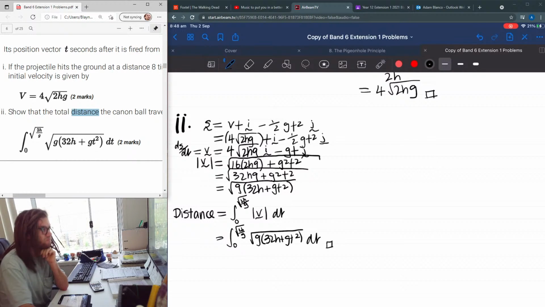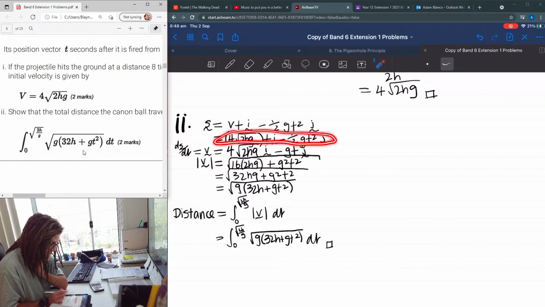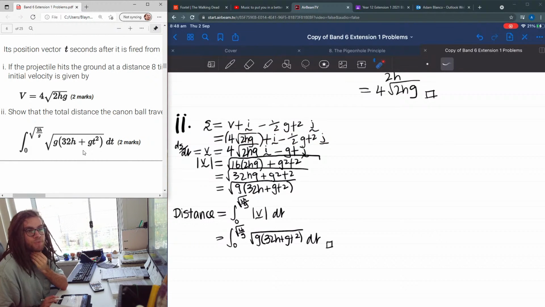But I guess it just comes from working backwards from what they give you. Because if they just asked for an expression for the total distance, wouldn't you just give them this? Wouldn't that be enough? Close your bracket. Yeah, I almost forgot.